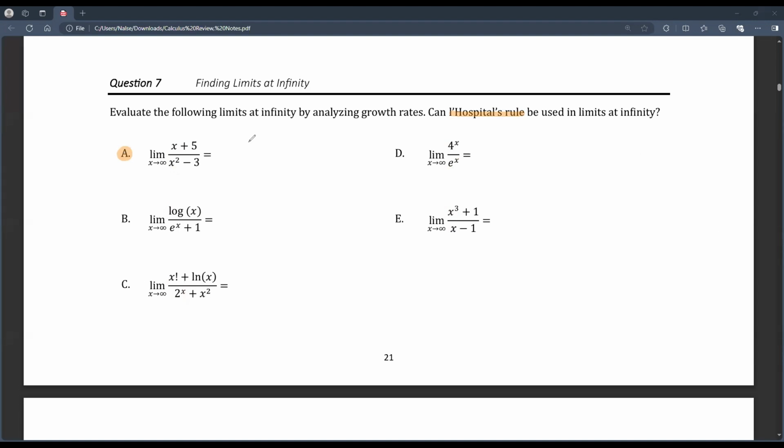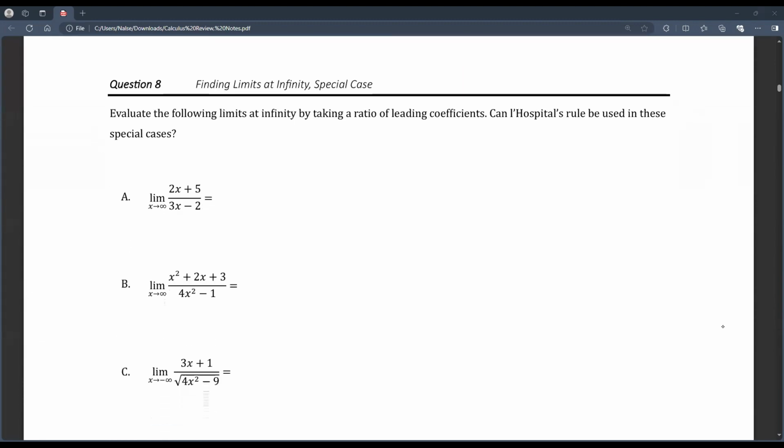But what about L'Hopital's rule? These limits can also be evaluated this way, so long as you know how to take derivatives. You should be able to answer parts A and E with L'Hopital's rule based on today's discussion.